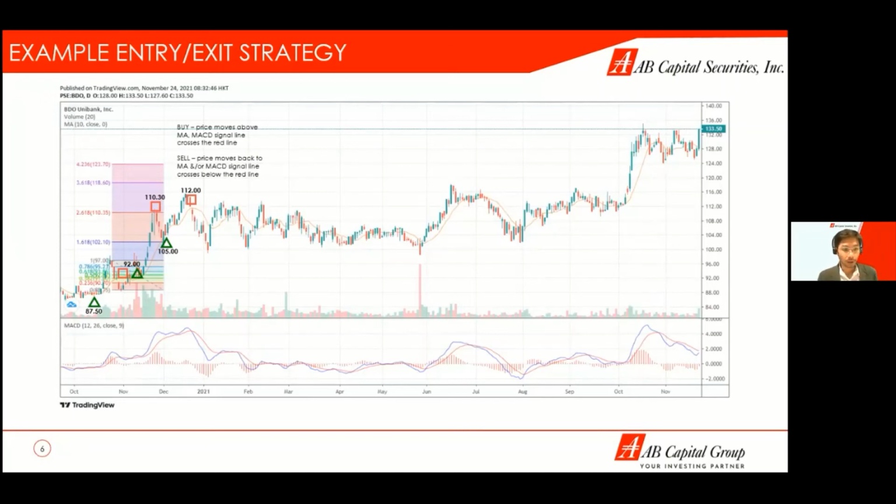So that would have been a good call because you could have bought back at 105. It went down to 105. That's back at the moving average. And then sold again at 112 when the MACD line crossed below the red line. So that's how you use a combination of Fibonacci, MA, and MACD.